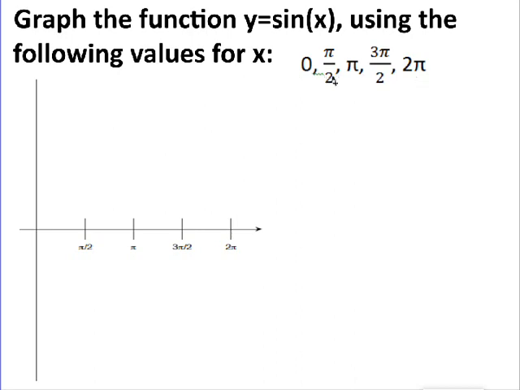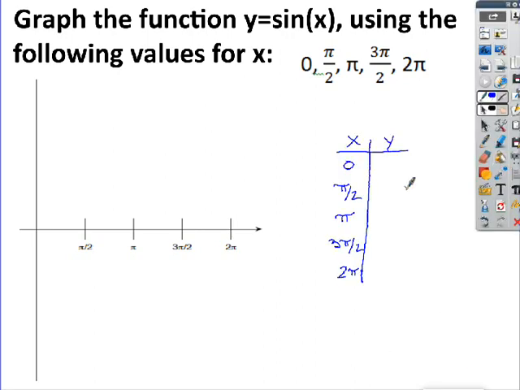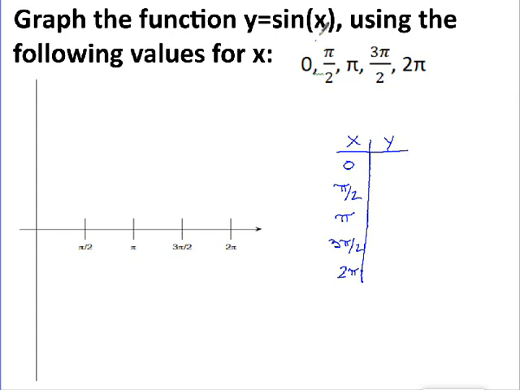So we're going to make a table, and I'm going to plug 0 in for x: sine of 0, sine of pi over 2, sine of pi. Okay, and I'm going to get the y values straight from the unit circle. Remember 0 on the unit circle, and sine is the y value. So sine of 0 is 0. Sine of pi over 2 is 1. Sine of pi is 0. Sine of 3 pi over 2 is negative 1. And sine of 2 pi is 0. That's coming from the unit circle.